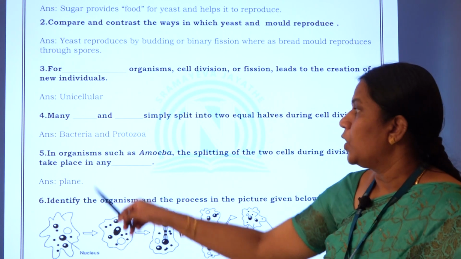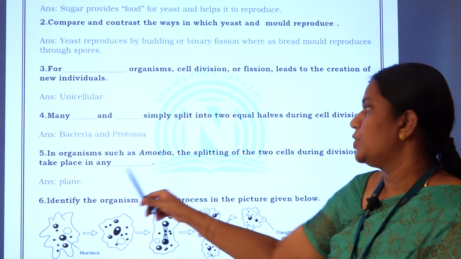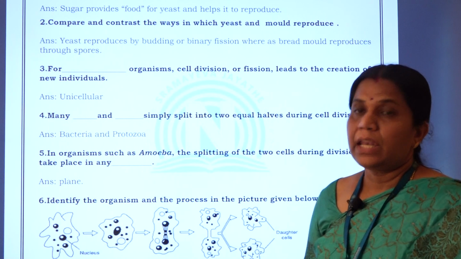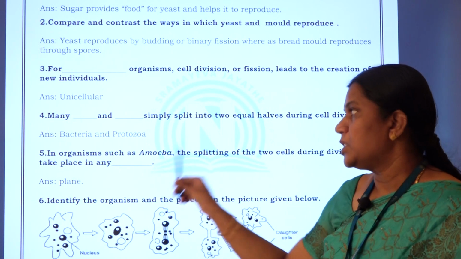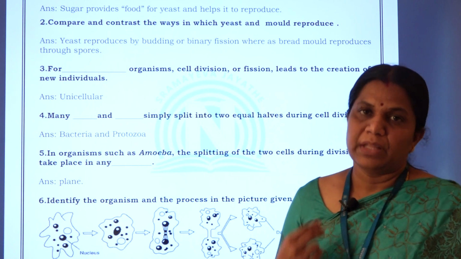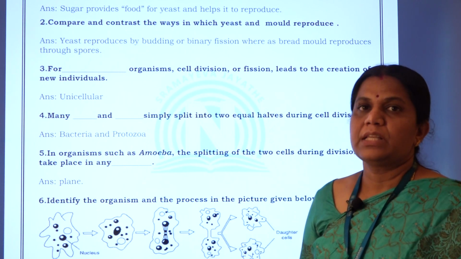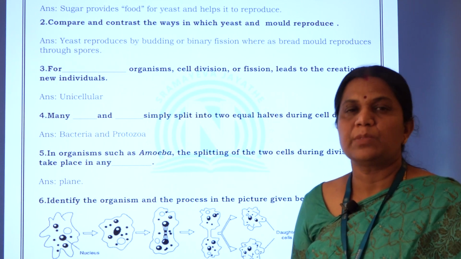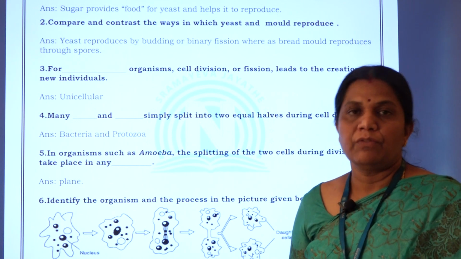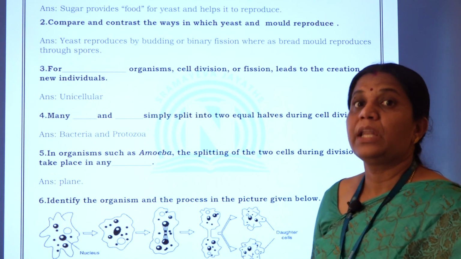Fifth question, in organisms such as amoeba, the splitting of the two cells during division can take place in any plane. So in organisms such as amoeba, the mother cell can divide into two daughter cells in any plane. For example, if you take leishmania, it can split into two in only one plane. So if you take amoeba, it can split into two in any plane.